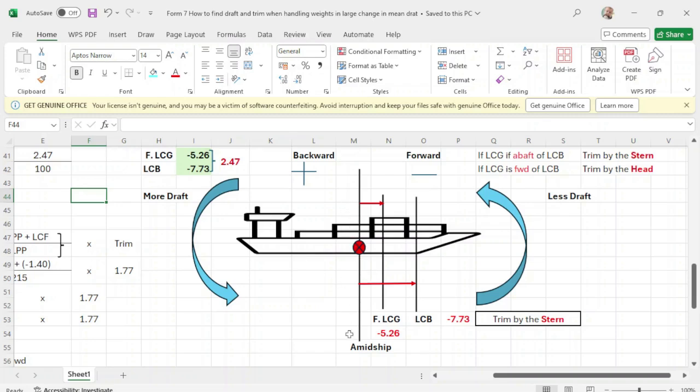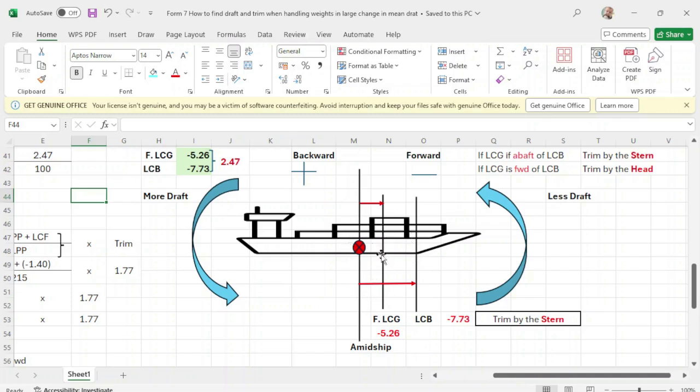7.73. So from amidship, you measure 7.73, which is the vertical line of buoyancy, LCB. Okay, so take note, if LCG is behind LCB, then it is trimmed by the stern. So if you are behind LCB, then you are trimmed by the stern.